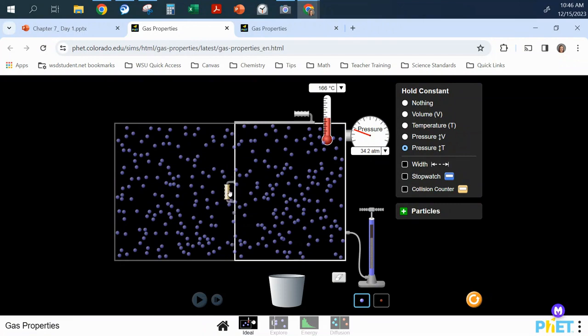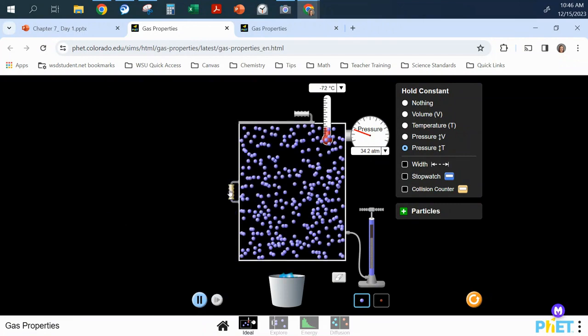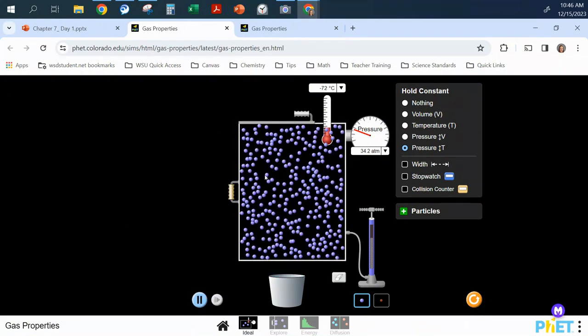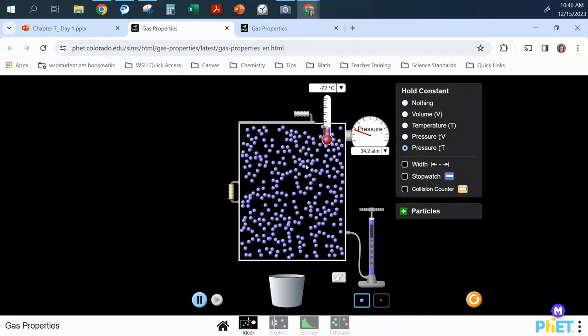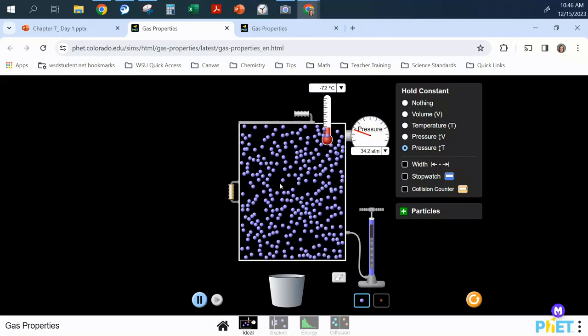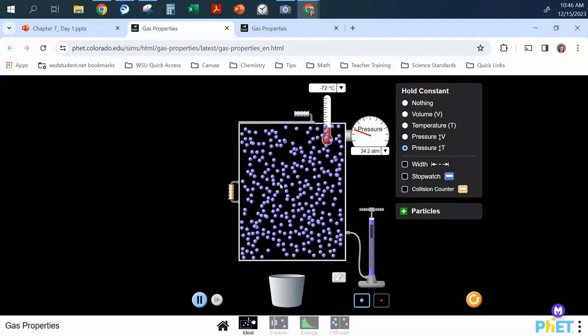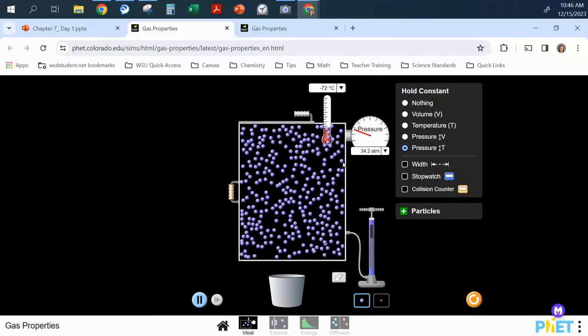If we make our space smaller and we want to keep the same pressure, our molecules have to move slower. It has to get a smaller temperature so that we have the same number of collisions to keep our pressure the same.